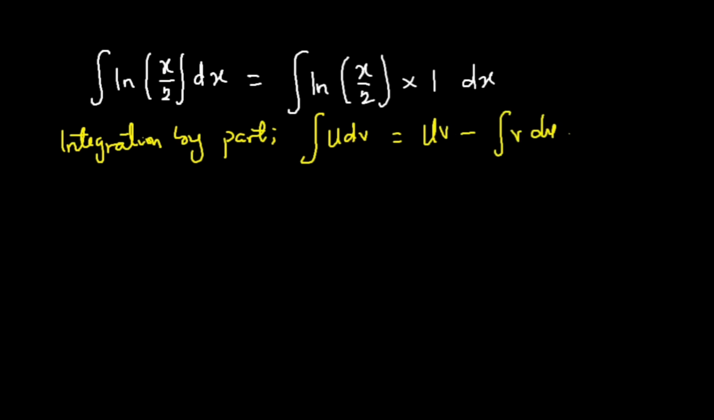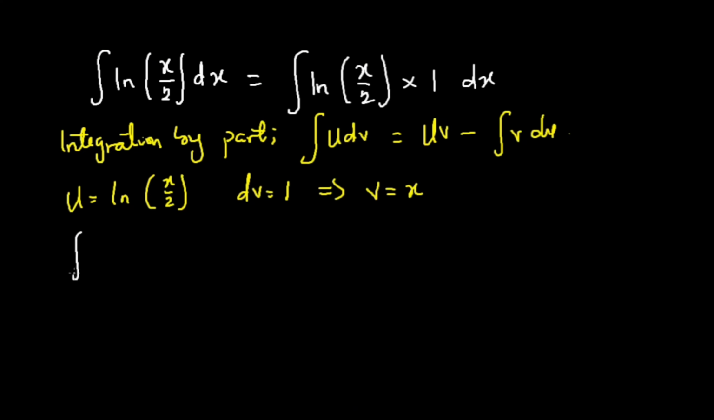So to do that, it means that in this case, my u now will be my ln of x over 2, and my dv will now be my 1, which means that if I should get my v, I have to integrate it, and that will be v is equal to x. So far we can now work on our integral.